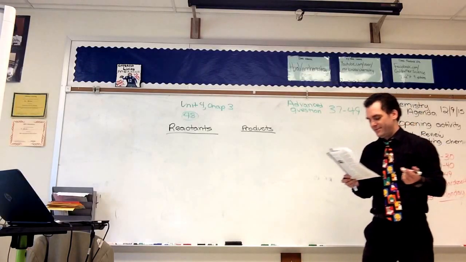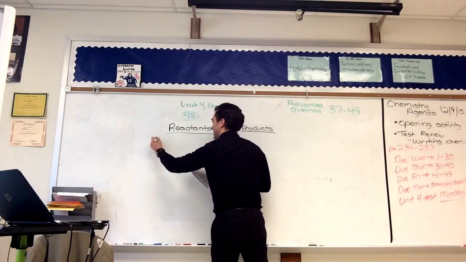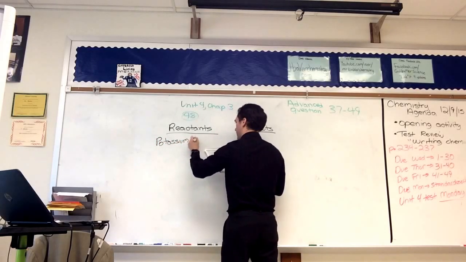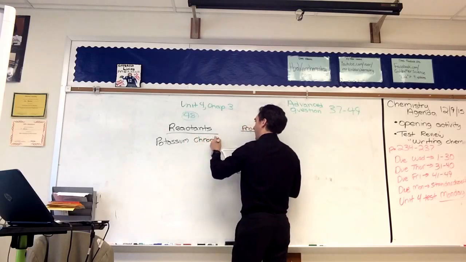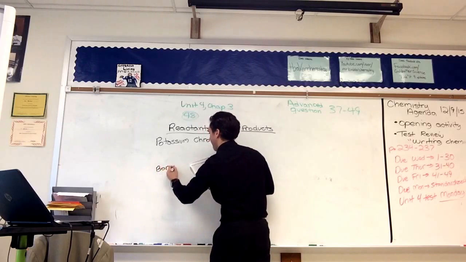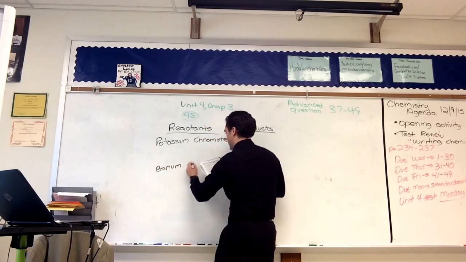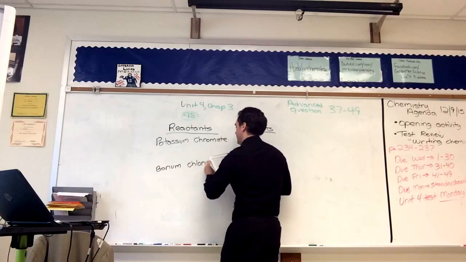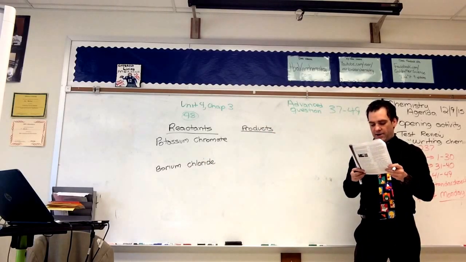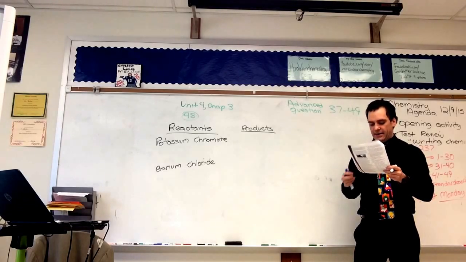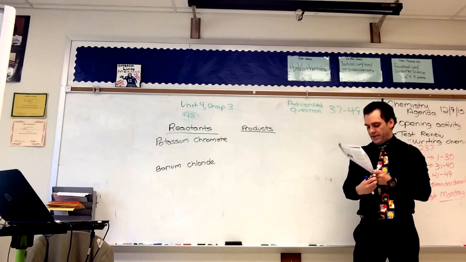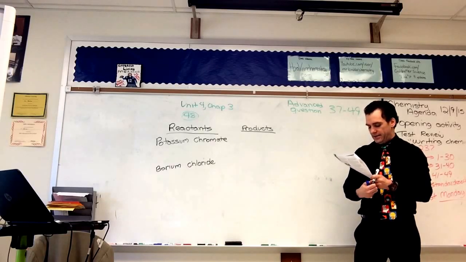Sorry. So potassium chromate. So this one really puts in just everything you have to know. Barium chloride. So if a solution of potassium chromate and barium chloride are mixed, a bright yellow solid, barium chromate, forms, settles out of the mixture, leaving potassium chloride in solution.